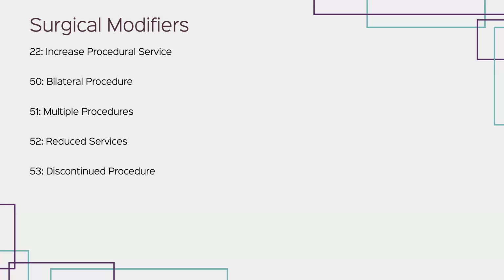Modifier 51 is going to be used when you have multiple procedures that are performed during the same session by the same provider. And those are going to be ordered in descending order, again, based on the RVU value.